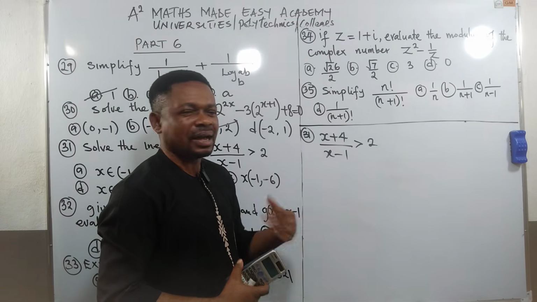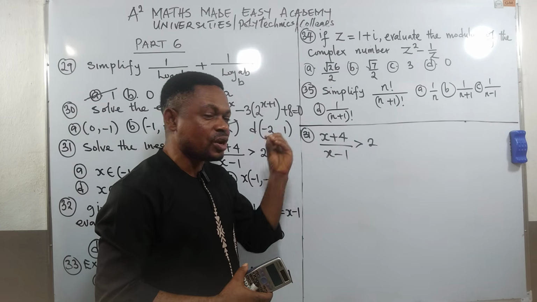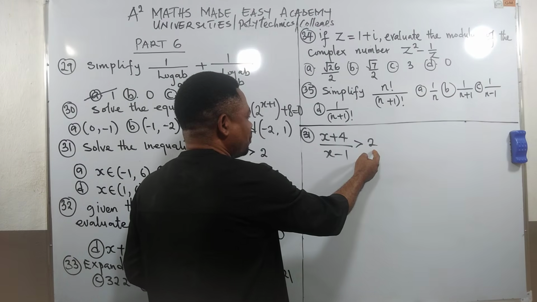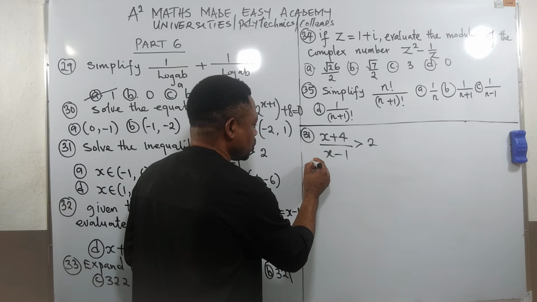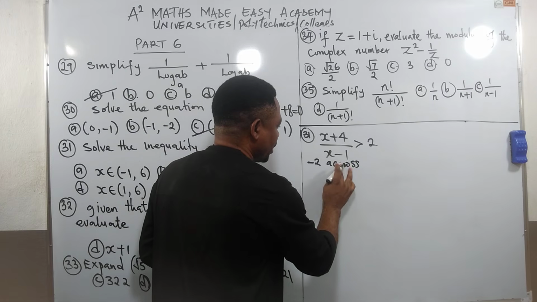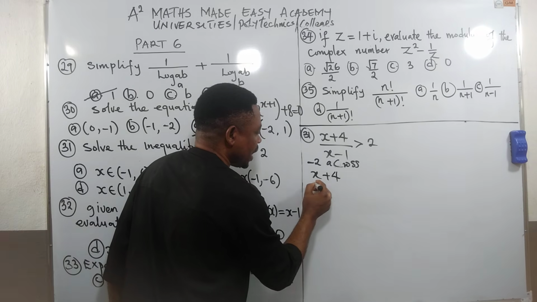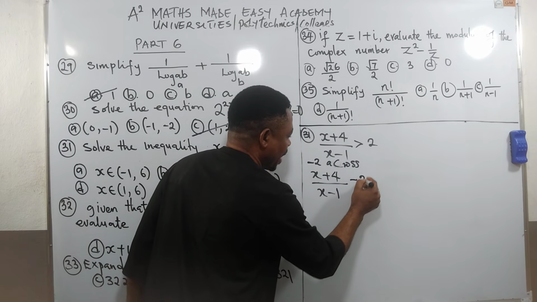Now, this greater than can also be less than. In this kind of inequality, it has a rule that is guiding it. The first thing you are going to do is to introduce minus 2 across. Now, we said introducing minus 2 across. Are you with me now? Minus 2 across, so that we have x plus 4 all over x minus 1.